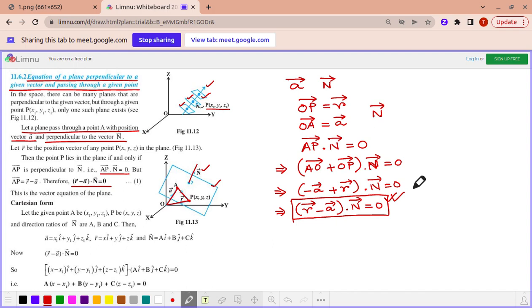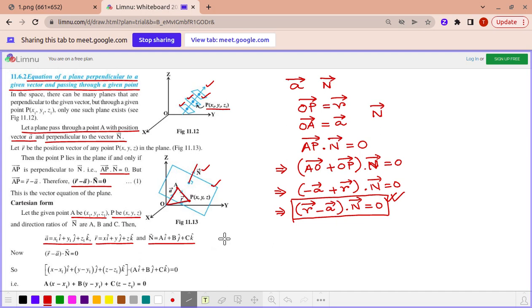Now let us derive its Cartesian form. So how to derive the Cartesian form? Let us consider the point A having coordinates x1, y1, z1, and the point P having coordinates x, y, z. Then in the component form, vector A will be x1 i cap plus y1 j cap plus z1 k cap, and the vector R will be x i cap plus y j cap plus z k cap. Now let us consider the vector n as capital A i cap plus capital B j cap plus capital C k cap in the component form.